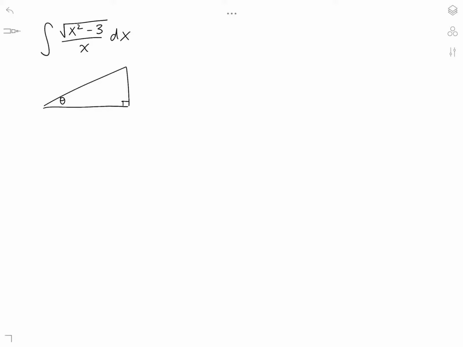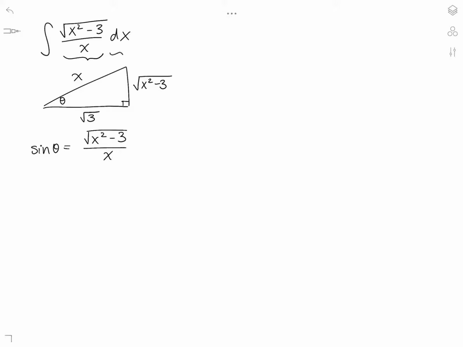And now we can express the expression that we want to integrate in terms of a trigonometric function. So we have square root of x squared minus 3 for our opposite side, x for our hypotenuse, and thus by the Pythagorean theorem we have root 3 as our adjacent side. Now we can recognize that sine of theta is going to equal the square root of x squared minus 3 over x, or in other words, our inner expression that we want to evaluate.